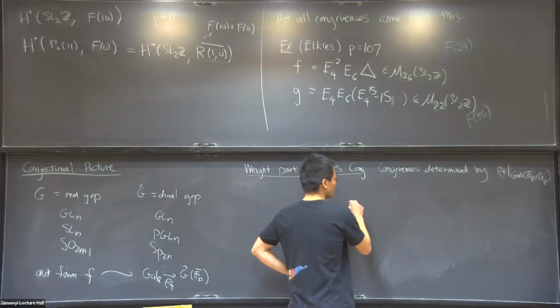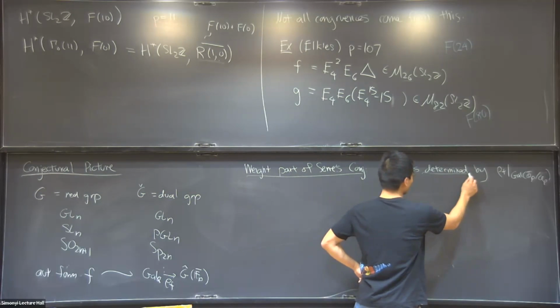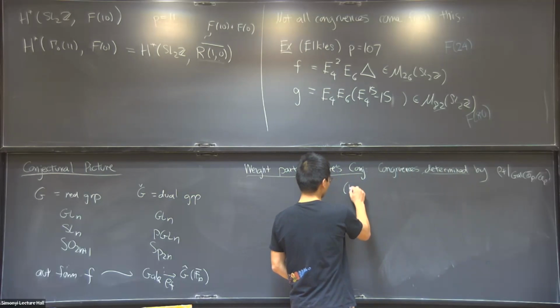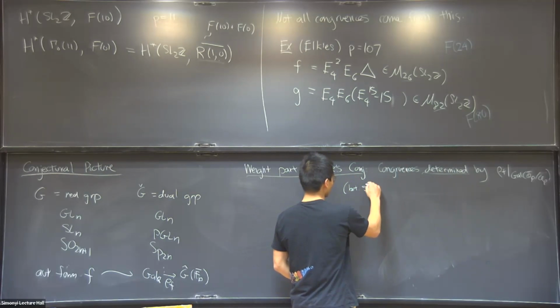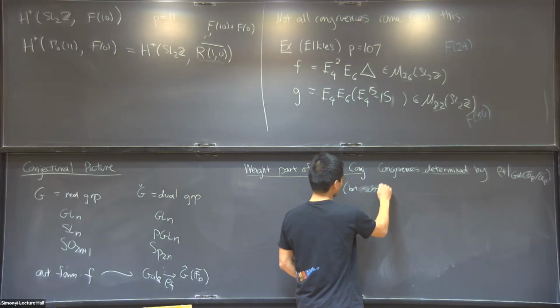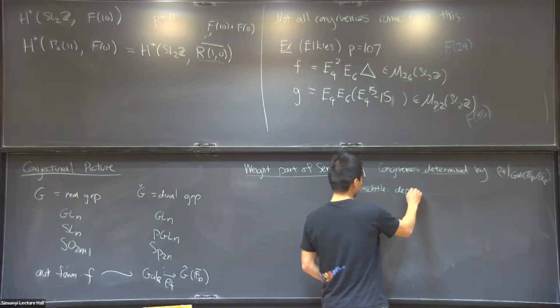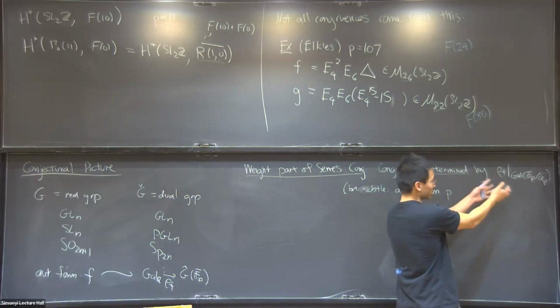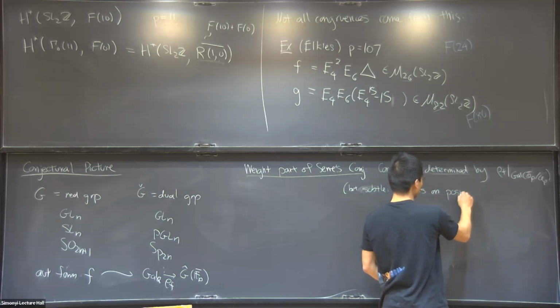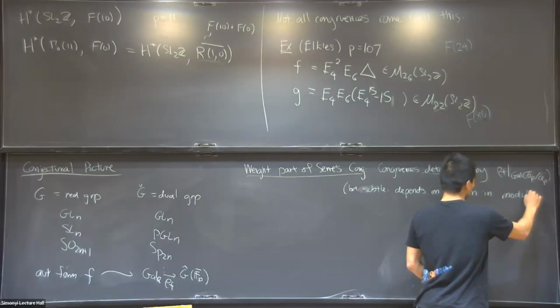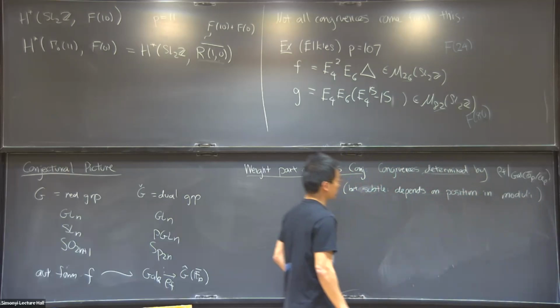Okay, so when I say determined, the determination process is subtle. It depends on understanding not just what this is as a representation, but understanding its position in the moduli space of representations of this group.